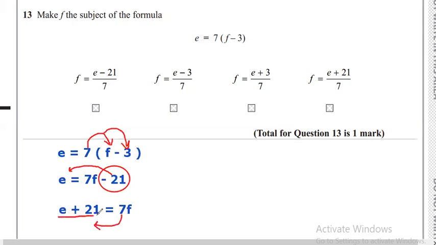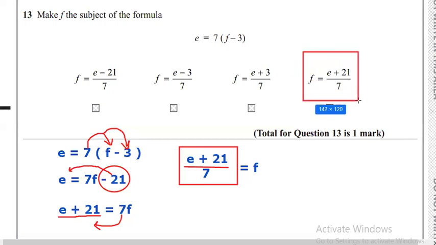And when you divide the whole side like this, when we take the 7 by dividing, it's going to be E plus 21 over 7, and this will equal F. Focus on the steps of changing the subject because it's very important. So this is how you make F the subject. So the final answer is E plus 21 over 7. So which one is it? Very good. It's this one. E plus 21 over 7 is the right answer for this changing the subject question. Now, let's move on to the next question.